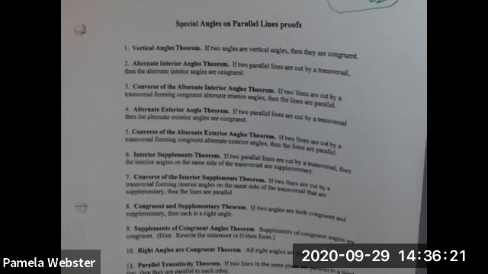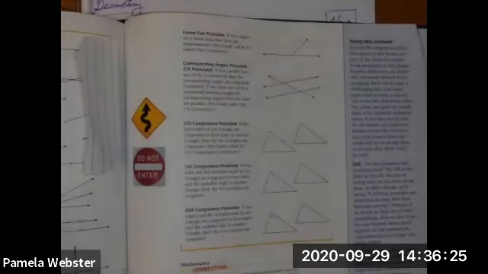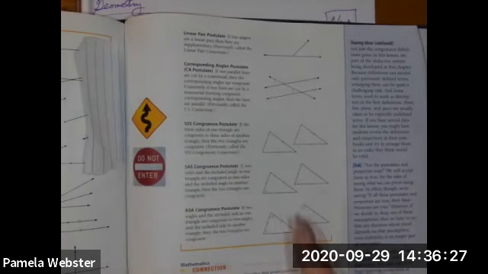The corresponding angle is a postulate. Yes, and that's actually what I'm pointing out here. Basically, it goes like this. I can prove alternate interior angles by using corresponding angles. I can prove alternate exterior angles by using corresponding angles. I can prove supplementary angles by using corresponding angles. So a lot of these trail back to corresponding angles.